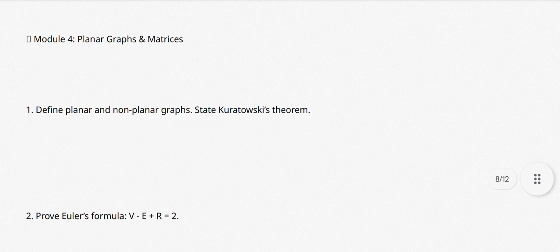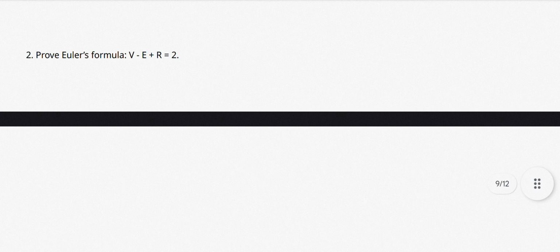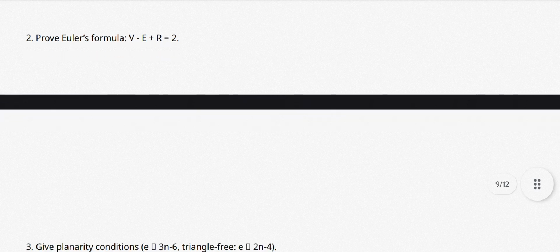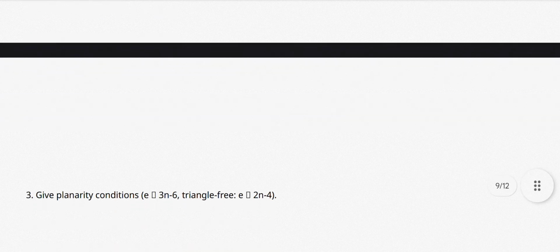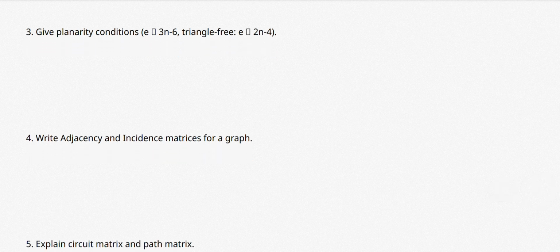Next, fourth module. Define planar and non-planar graphs and state Kuratowski's theorem. Next, second, prove Euler's formula, v minus e plus r equal to 2. Next, third question, give planarity conditions.